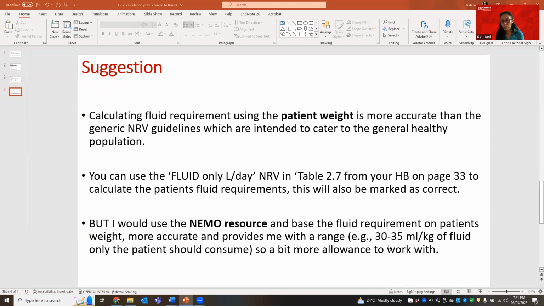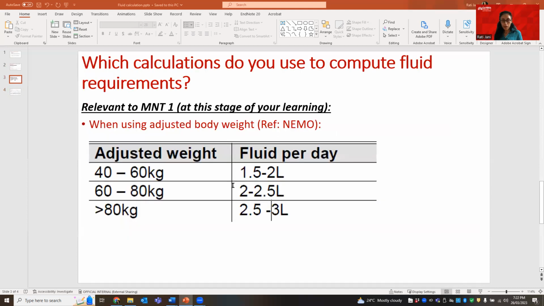So my take home message would be, if possible, for more accuracy, try using the NEMO resource, which is based upon the patient's weight status, usual or adjusted. And what you are truly calculating is the fluid only requirement. There could be some amount coming from foods, but as you know, it is not a considerably big amount. Okay, so what else?